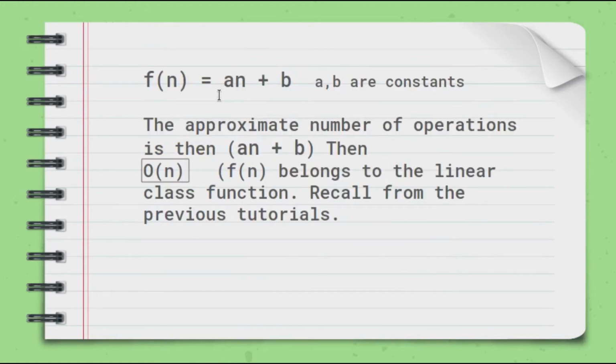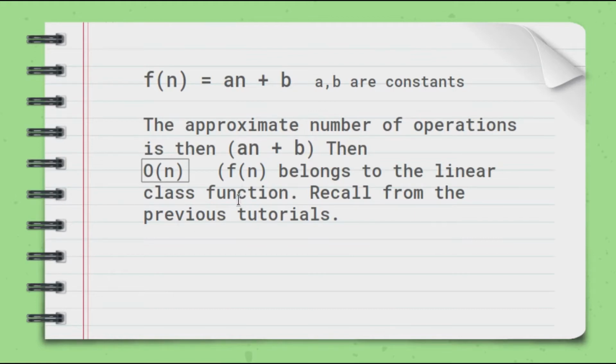If f of n is the time taken by that function to execute itself, we have this an plus b, where a and b are constants. So the approximate number of operations is an plus b, then we take big O of n, remember from the previous tutorial. We also have another tutorial on asymptotic notation where we are going to talk about that in more detail, but you should have at least watched the previous tutorial.